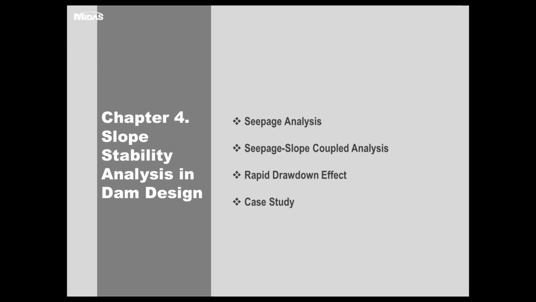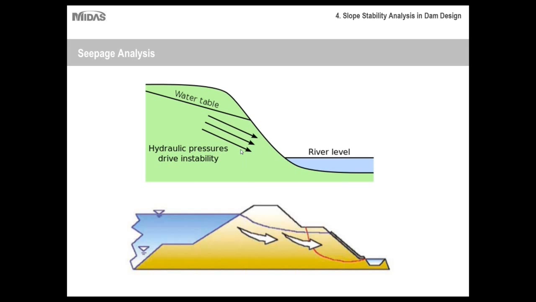Okay, so now we'll move on to Chapter 4, which will go over specifically how slope stability analysis is used in dam design. So we'll go over seepage analysis and how that's related to seepage slope coupled analysis, and then we'll go over the rapid drawdown effect, and then we'll go over a case study.